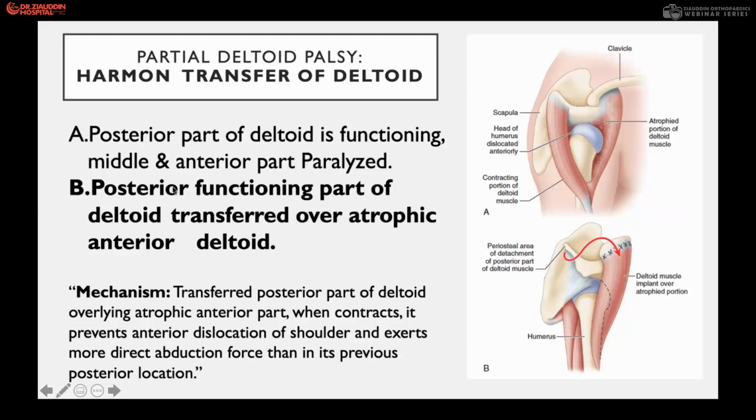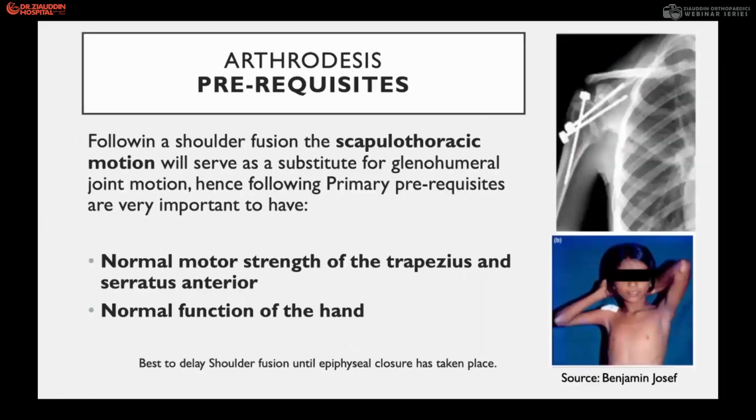The substituting part is the posterior functioning part of the deltoid, which is transferred over the atrophic deltoid like this. This is the posterior deltoid part, which is shifted from the posterior part to the anterior area, and it is stitched over the anterior part of the deltoid. Then it prevents the subluxation and dislocation of the shoulder joint and also acts as an abductor to substitute for the partial palsy of the deltoid muscle.